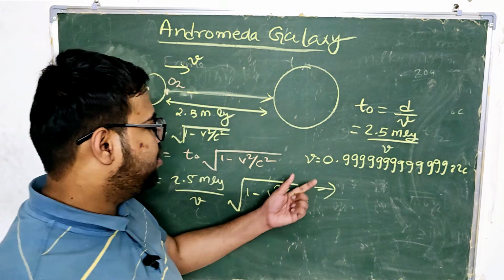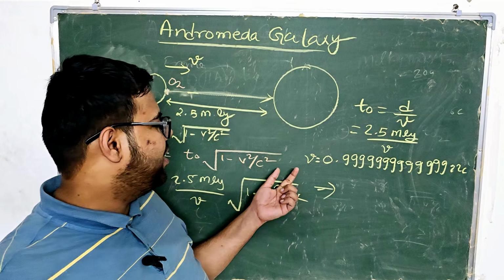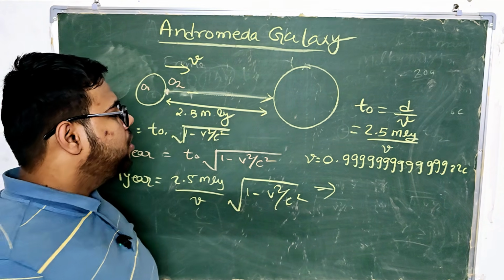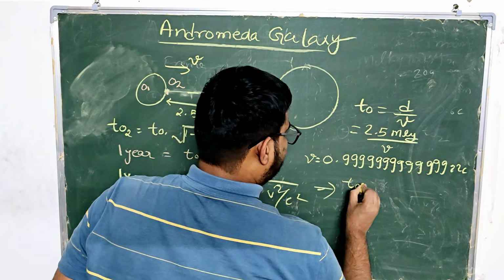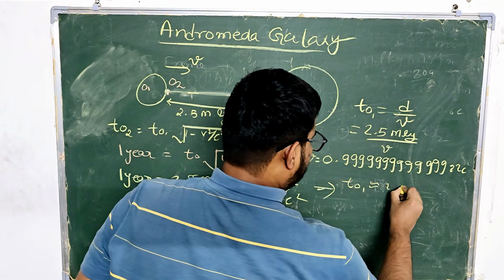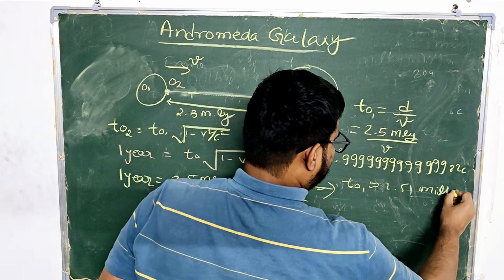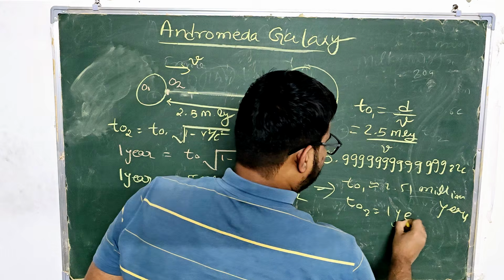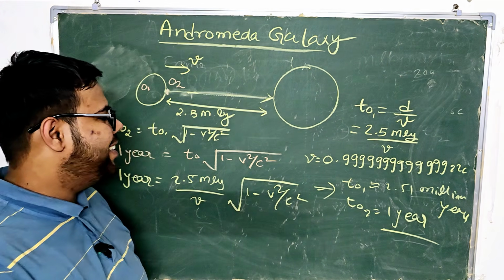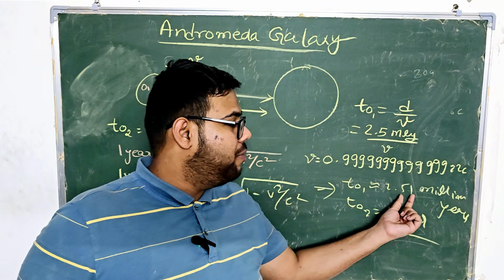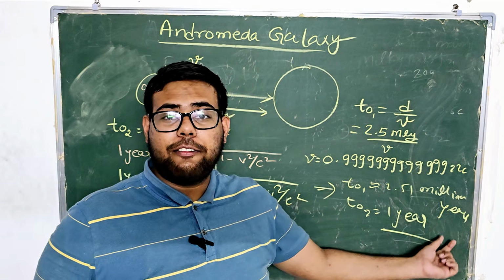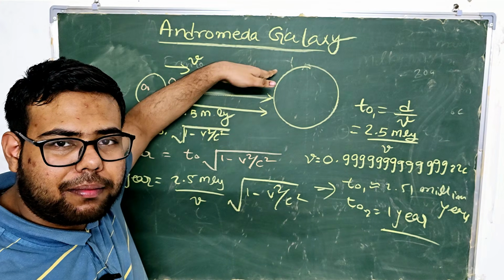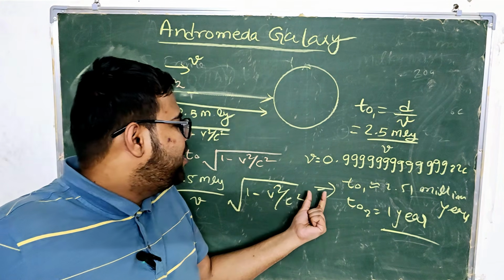See, so this is the velocity which I had got when I calculated the velocity from this expression, right? So for T_O1, it was around 2.51 million years, but for observer 2 only 1 year has passed. So it means that on Earth 2.51 million years would have passed by the time I reach the Andromeda galaxy, but for me only 1 year has passed.